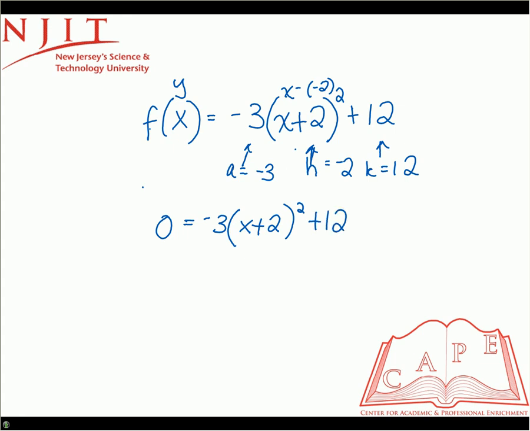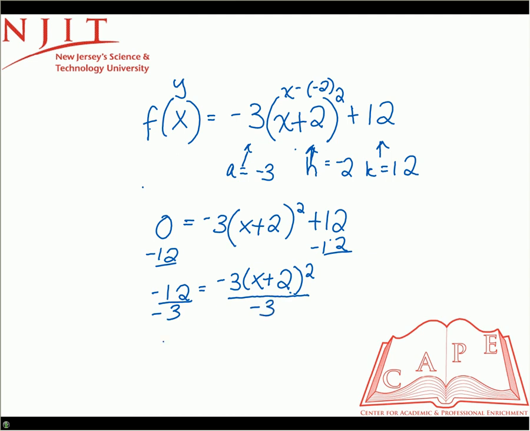Okay, so first thing we want to do is we can move the 12 over to the other side of the equation. So we're going to subtract 12. So that gives us a minus 12 is equal to minus 3 x plus 2 squared. We're going to divide both sides by 3, or by negative 3.